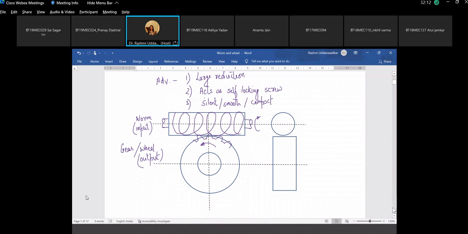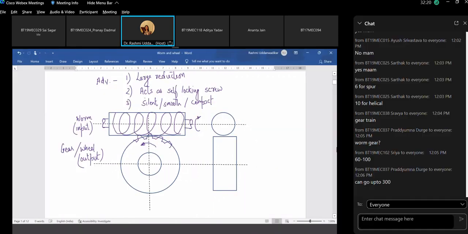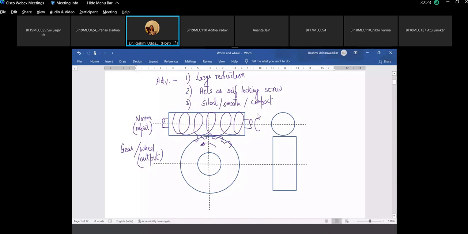So this has all the advantages: large reduction, axial, self-locking screw, silent, smooth, but it must have some limitations, right? Its biggest disadvantage or limitation is that the efficiency is not very high as compared to spur gear or helical gear, where the efficiency is almost 95 to 98%. The only disadvantage with this is efficiency is low, and the efficiency further gets lower and lower with increase in velocity ratio. And there is one more disadvantage, if anybody can point out.